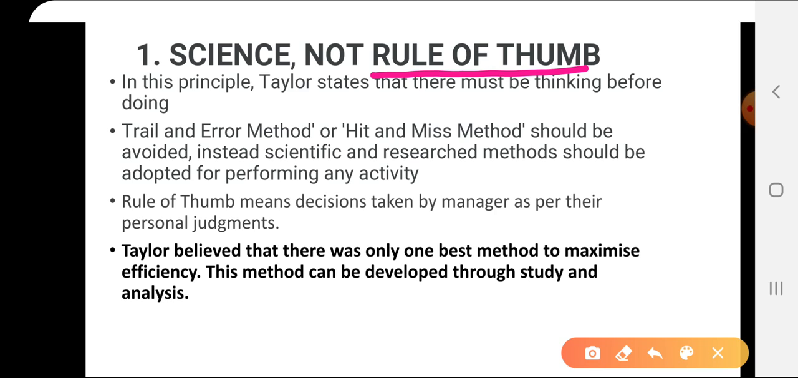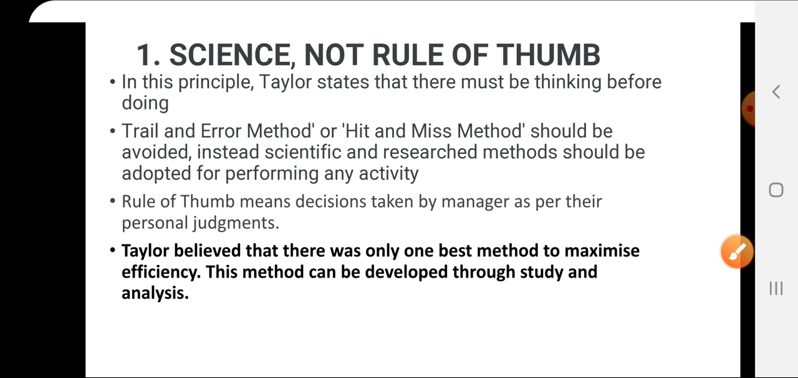Rule of thumb means application of traditional methods, or we can say the methods decided by managers on the basis of past experiences. Now, what they do, they take decisions on the basis of past experiences. Taylor suggested that managers should not take decisions on the basis of past experiences, rather, they should introduce a scientific study in their organization so that decisions can be taken scientifically and therefore efficiency can be achieved. So, this is the principle of science, not rule of thumb.